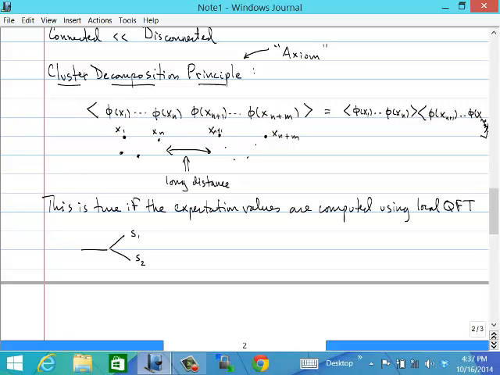Quantum field theory is a quantum mechanical theory. It has all of the properties of quantum mechanics. It's like quantum mechanics but better. So if there's entanglement in quantum mechanics, there's entanglement in quantum field theory. Good. Important point.